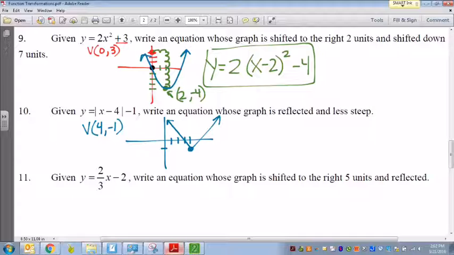Now, it says reflected and less steep. So meaning my graph needs to be facing down here, right? So that means it's reflected. I put the dotted line there because that's like a mirror. If I were to reflect it, that's what it would be. Okay, and less steep. So what they want is something a little bit fatter or wider. So it would be like this, something like that.